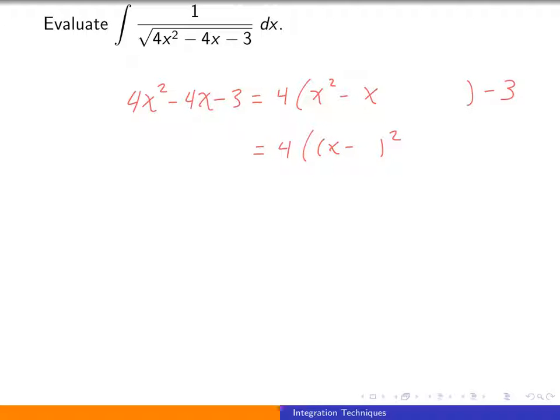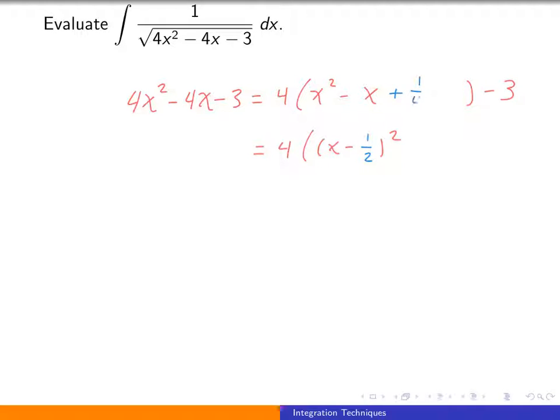And in order to determine what quantity will be squared, we look at the coefficient of x and we divide it by 2. So the coefficient of x is minus 1, so we should be subtracting away 1/2. And note when we expand that out, we'll have x squared minus x plus 1/4.